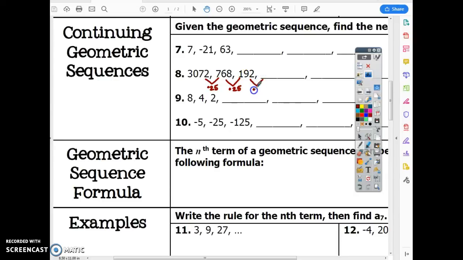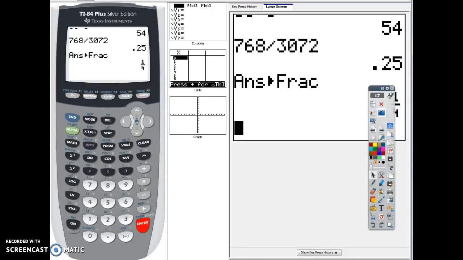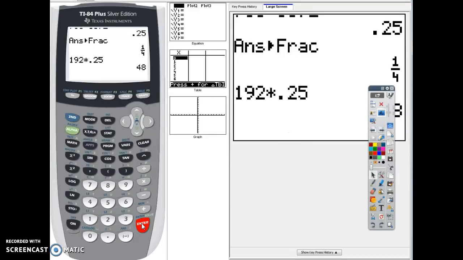Then to get the next number, you just multiply by 0.25. So let's do 192 in the calculator times 0.25. And then multiply by 0.25 again, and then multiply by 0.25 again. That'll give you the next 3 numbers. So again, 192 times 0.25, enter, gives you 48.